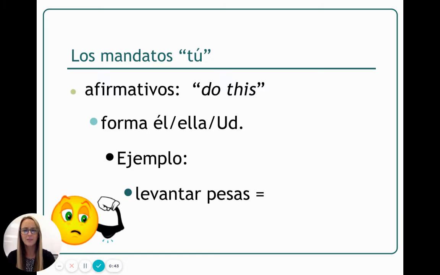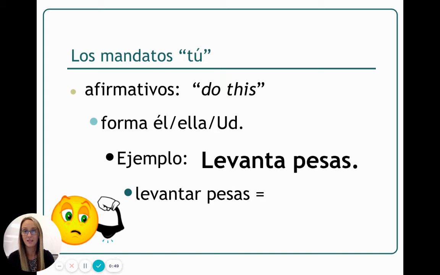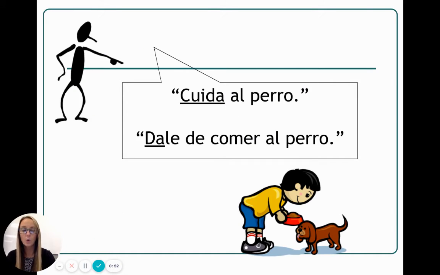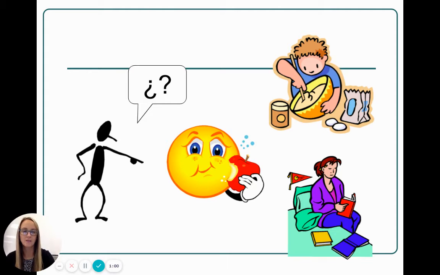Por ejemplo, lift weights, friend of mine, you're not strong at all. Levanta pesas. See, levanta pesas. Cuida al perro, care for the dog. Dale de comer al perro, feed the dog. Entonces aquí tú puedes ver tres fotos. How would you tell your one friend, bake a cake, or read a book, or study, or eat an apple, or eat healthy fruit, or eat healthy food? So type one affirmative do command into your Edpuzzle using the el, ella, usted form to form the command.